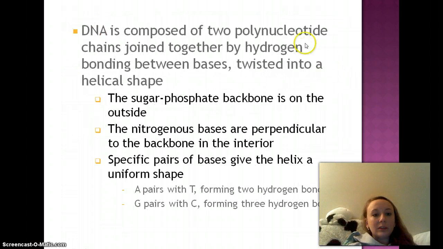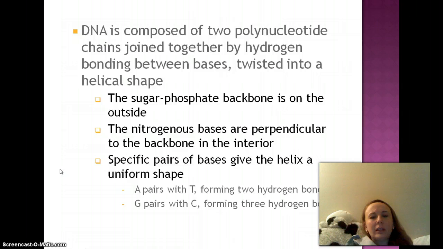So what they found was DNA is composed of two polynucleotide chains joined together by hydrogen bonds. Remember, hydrogen bonds are weak bonds, and it's twisted into a helical shape. That's what they figured out, that helical shape. So I'm sure you guys know that DNA is a double helix. The sugar phosphate backbone is on the outside. Remember, we have our sugar backbone in DNA. The bases are perpendicular to the backbone inside the interior. So we have our DNA that wraps around, and those bases stick inside towards each other.